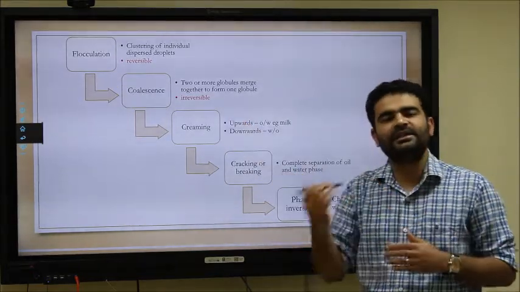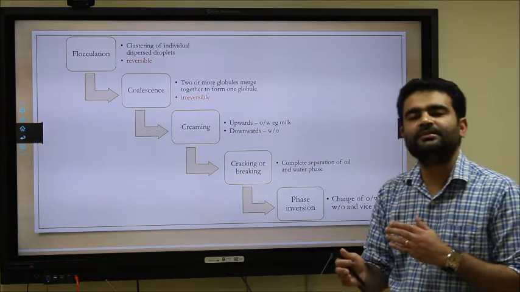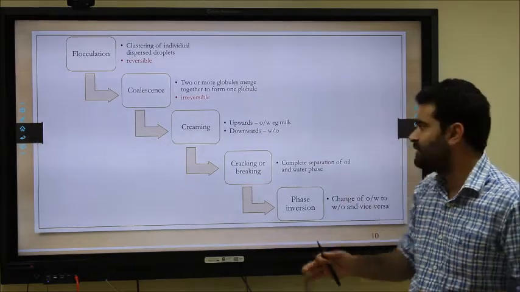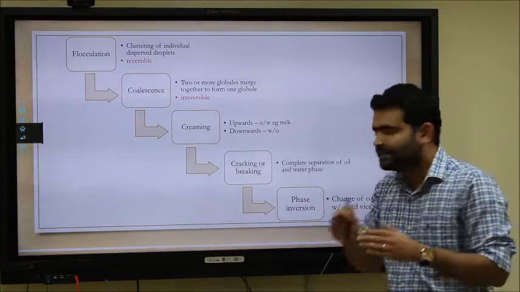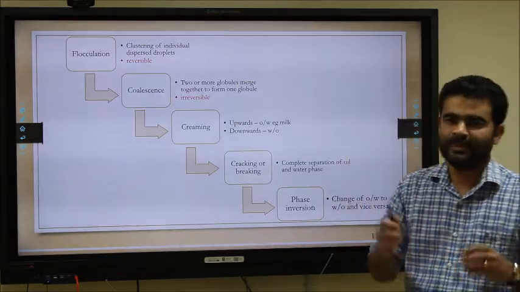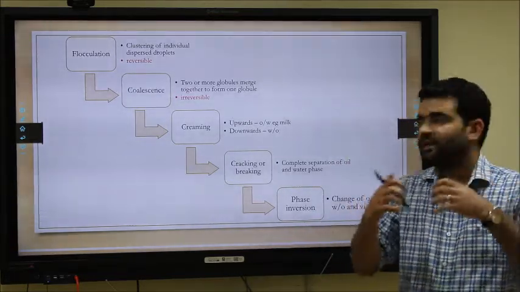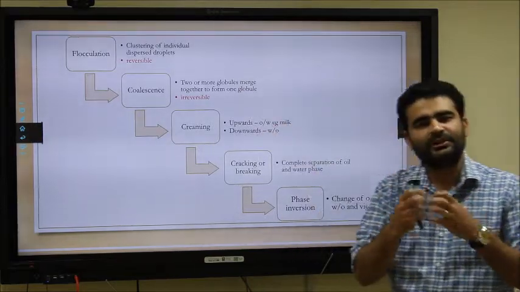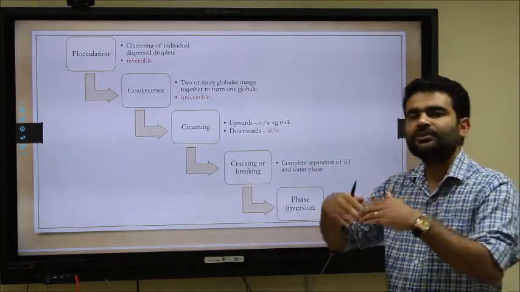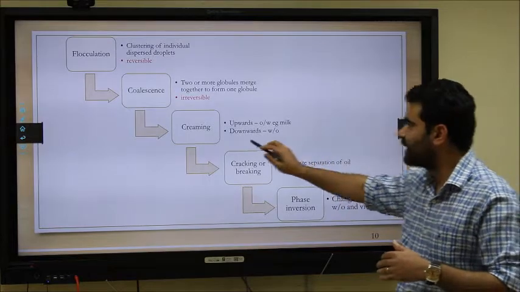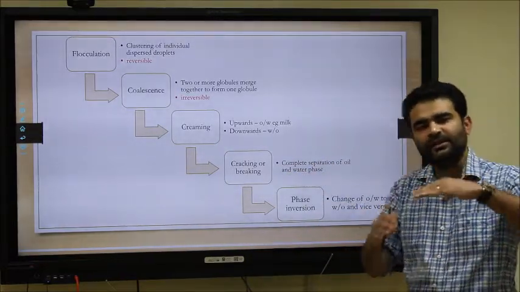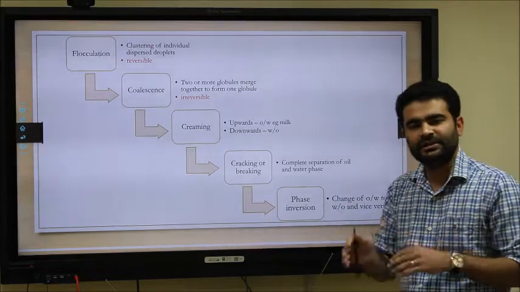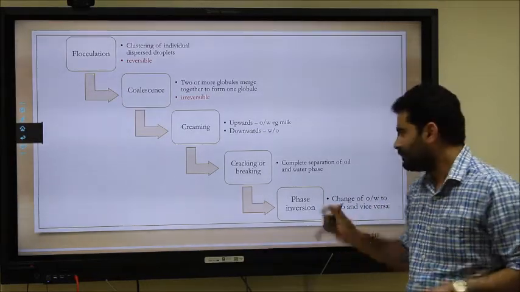After coalescence, creaming is the next phase of cracking of the emulsion, or instability in emulsion, while cracking and breaking is the final phase in which complete separation of phases occurs. When globules merge together to form larger globules, these globules then cause creaming of the solution, and after creaming, the oil phase and water phase completely separate, causing the emulsion to break down.